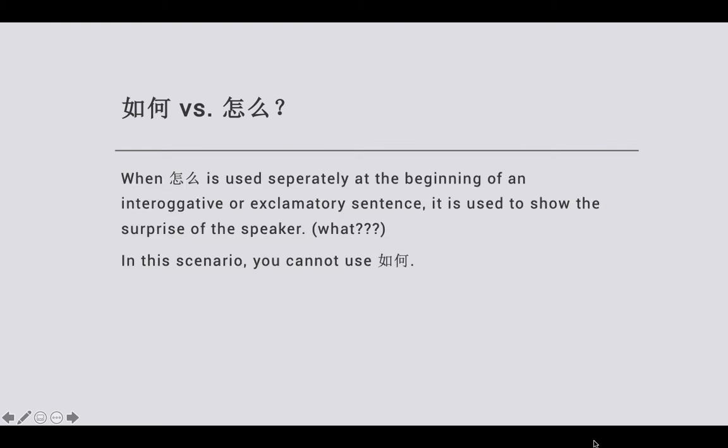那你学会了吗？关于怎么呢？除了以上提到的两种用法, 怎么 can also be used separately at the beginning of an interrogative or exclamatory sentence. It is used to show the surprise of the speaker towards something. It's like in English when you are listening to other people talking about one thing that really surprised you. You say, what? And here in Chinese, it's 怎么? Right? And in this scenario, you cannot use 如何.